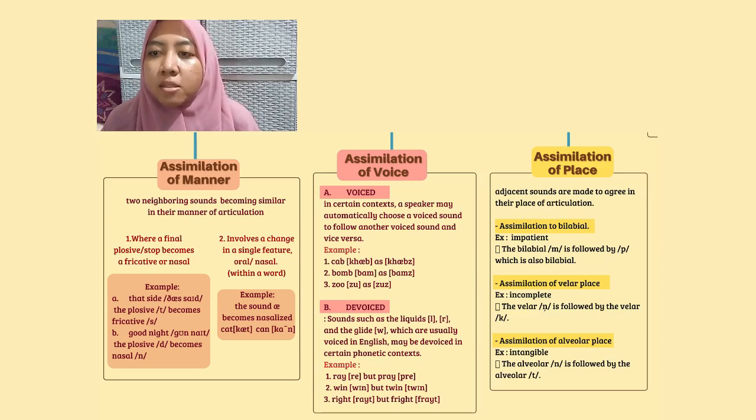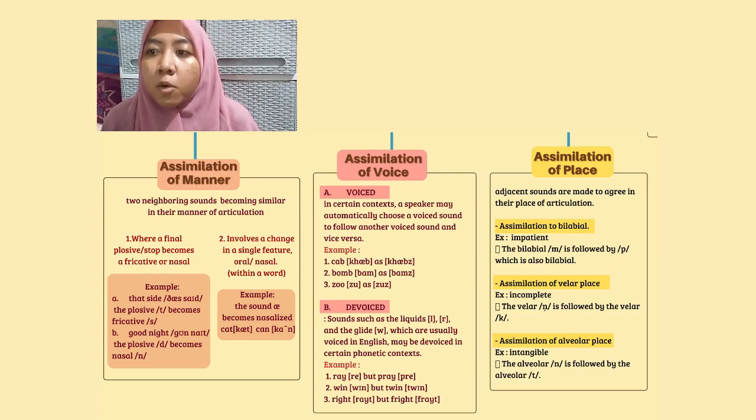Another example is the word good night. In a rapid speech, usually native speaker says good night, good night. The plosive t becomes nasal n, so it is not good night, but it's good night, good night, because it is much easier to pronounce that way.